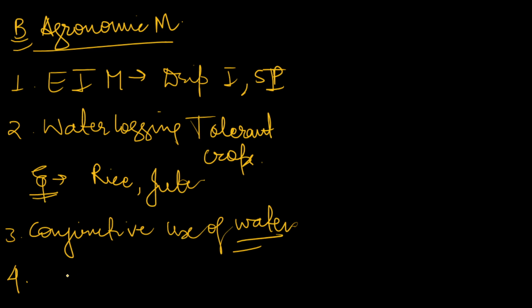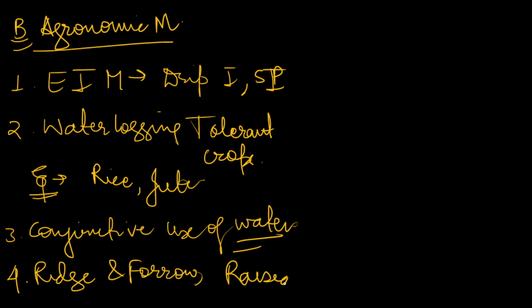We should focus on overall improved agronomic practices. We should do ridge and furrow planting. Raised bed systems can be mentioned, a very important point, raised bed planting, so that if waterlogging is there, we raise the bed to avoid this. Alternate wetting and drying methods. All these things can be mentioned in agronomic measures.